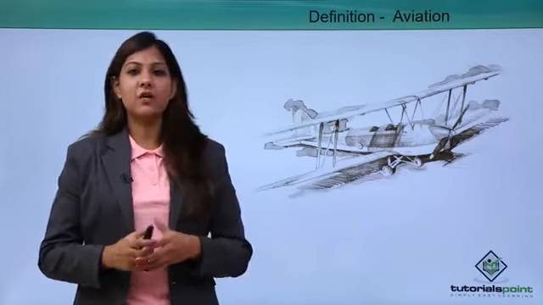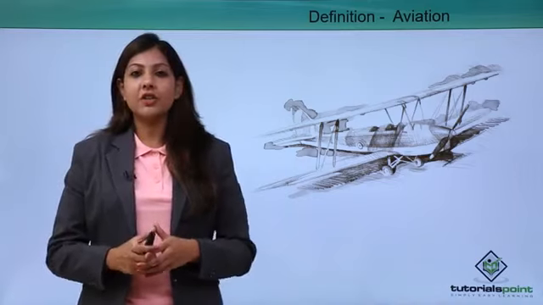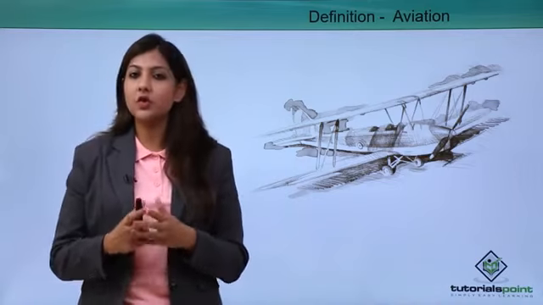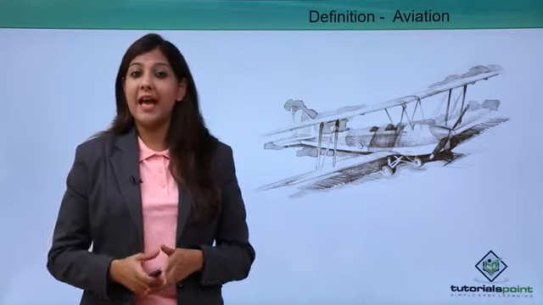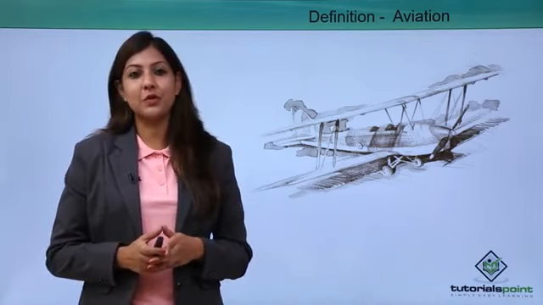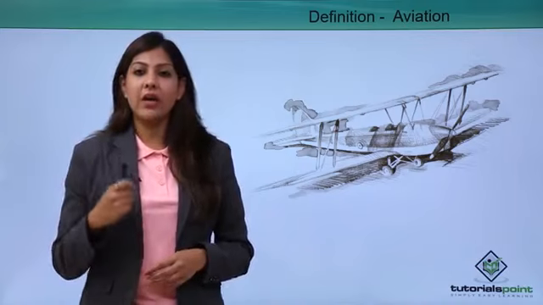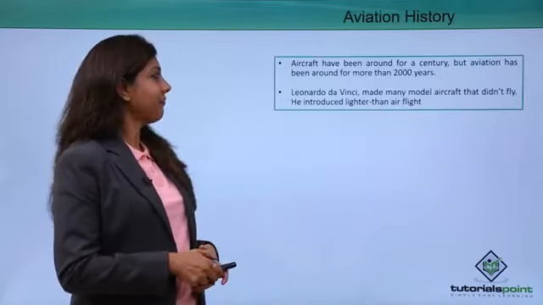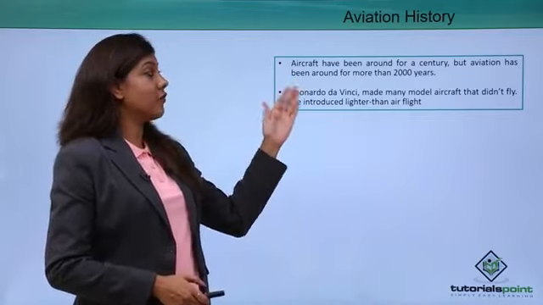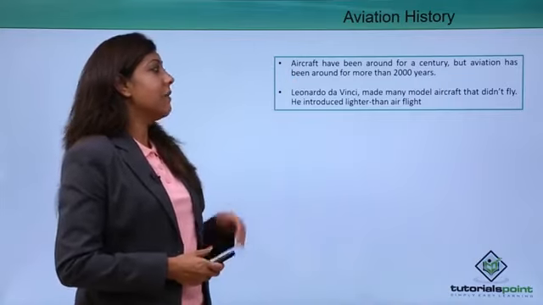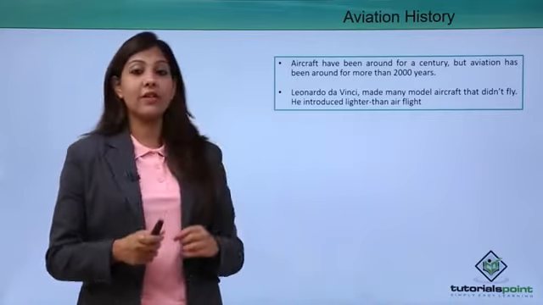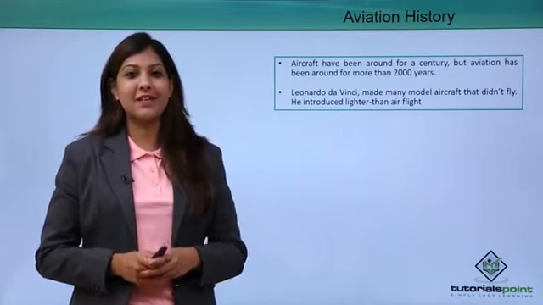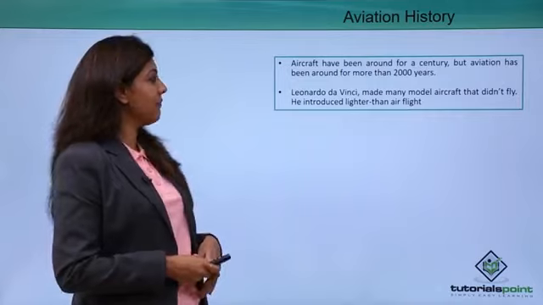Well, if we have to define what aviation is, it is a huge space and it is so humongous. There are so many things to learn about aviation, and today in this particular module, we will talk about how aviation was started and when it came into being. Well, aircrafts have been around for more than a century, but aviation has been around for more than 2000 years, and that's not a small thing. So it has been around for a long period of time.